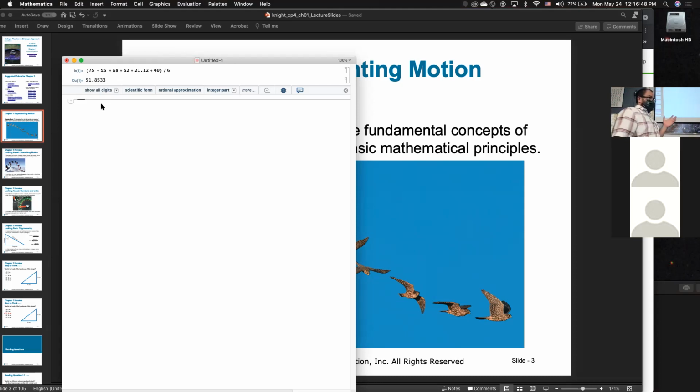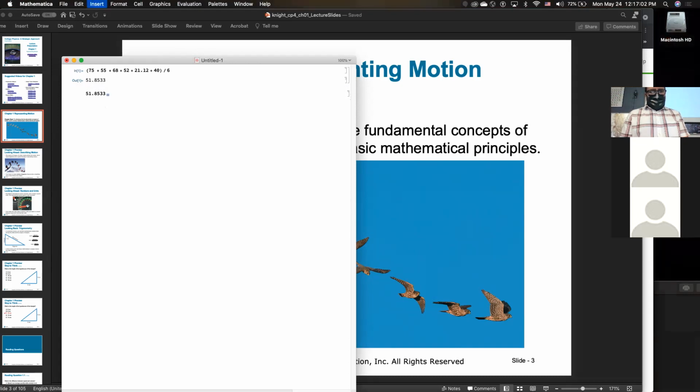What was the biggest uncertainty that we had? Was it 10 meters? Okay, so we'll say then that our measurement for the church steeple is 51.8533, plus or minus 10 meters. Okay, so this is our value here for our measurement.